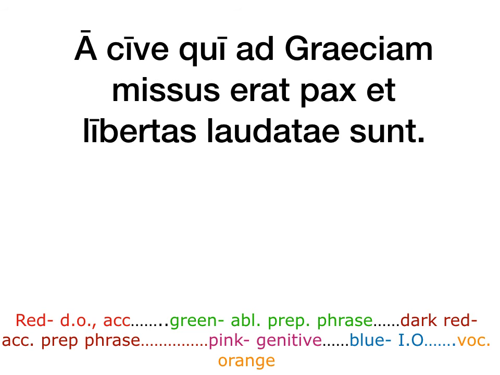Okay, acue qui ad graecia missus erat pax et libertas laudatae sunt. Acue, okay. I'm thinking just immediately, haven't gone through those last two. It's ablative, right? That os from ob. Ob takes an ablative, usually an ablative of agent. A citizen could be an ablative of agent.